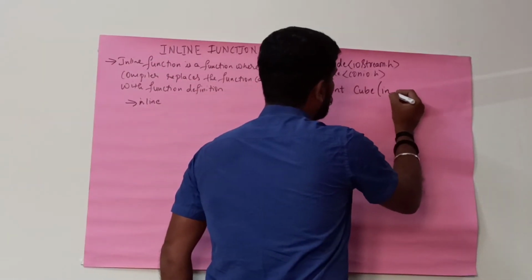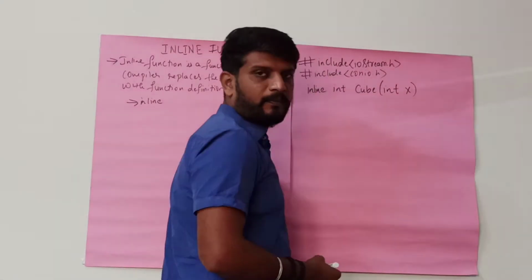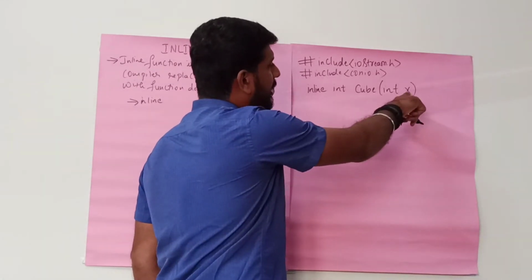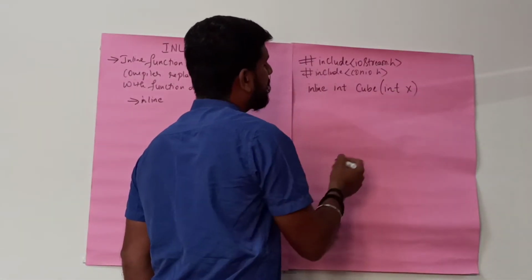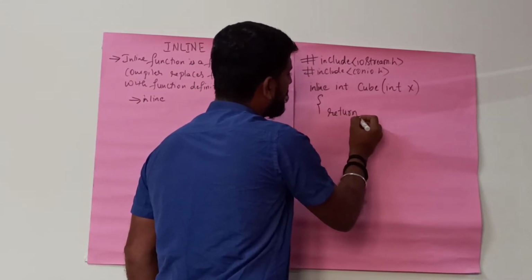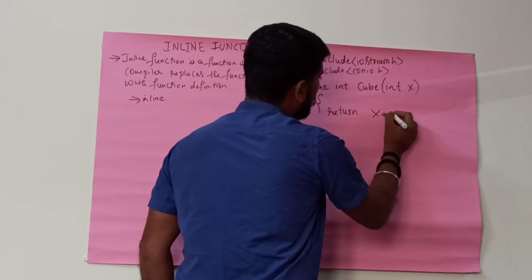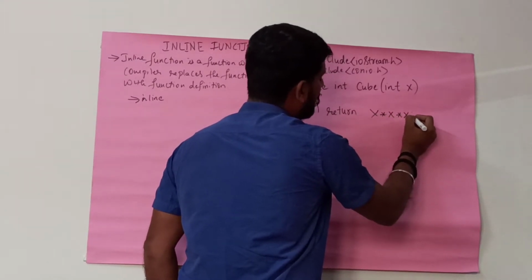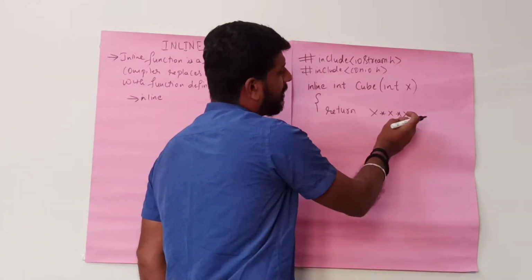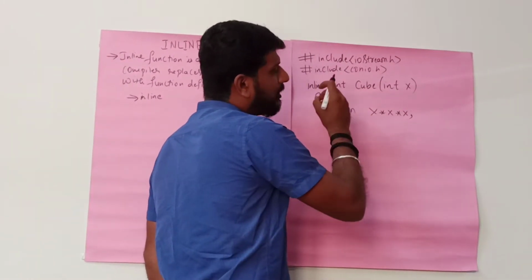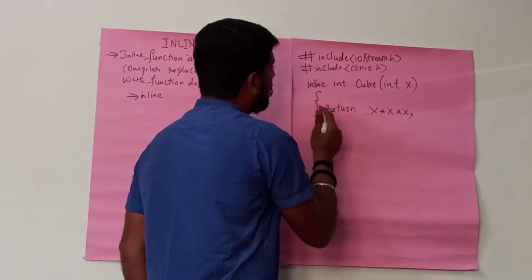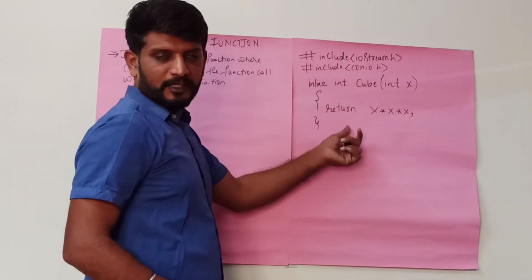Next, int x. This function takes one argument of kind integer. The name of the argument is x. What this function will do is return x into x into x. So when I give a value to this function, it will calculate the cube of the number and return that value. So that is regarding the inline function definition.